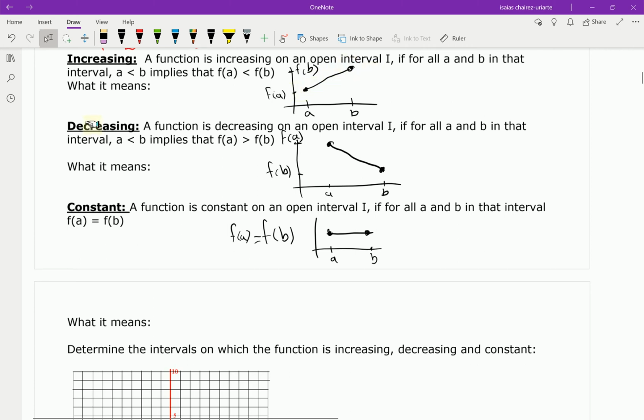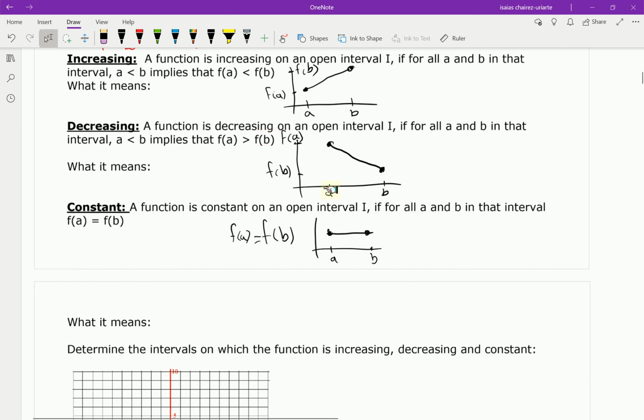In a similar fashion, we can define decreasing. A function is decreasing on an open interval I if for all a and b in that interval, if b is bigger than a, that implies f of a is bigger than f of b.